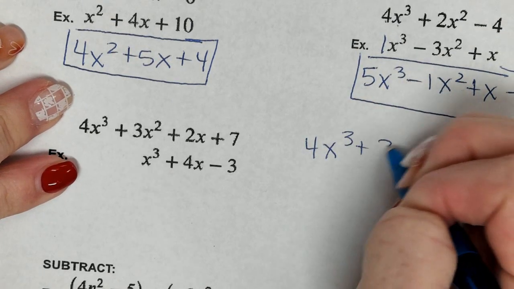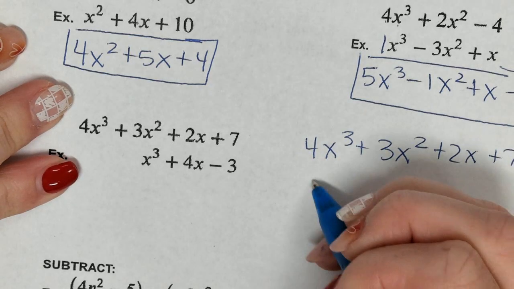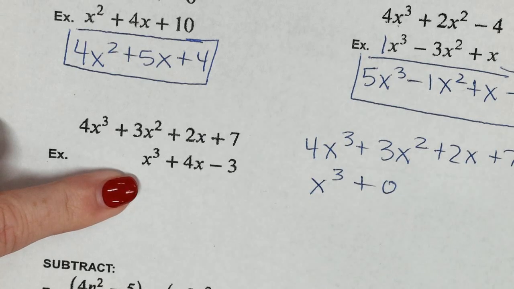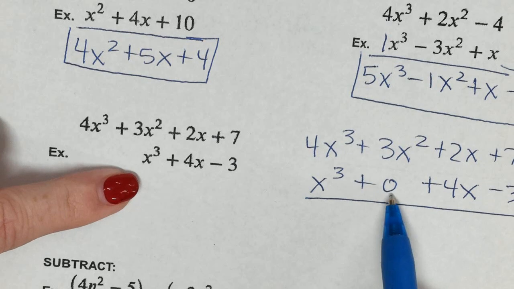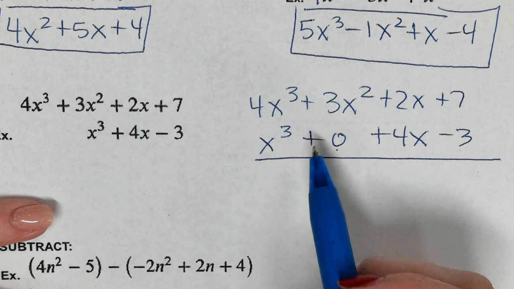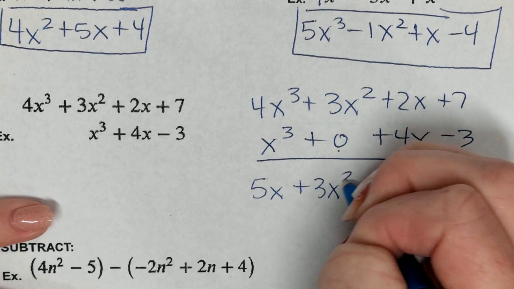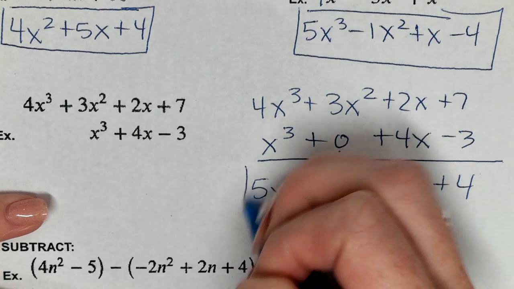4x cubed plus 3x squared plus 2x plus 7. X cubed is going to go here plus nothing plus 4x minus 3. So I just put this here to hold that spot there, so nothing to combine it with. Yes? All right, 4x cubed plus x cubed is 5x cubed. This one has nothing to combine it with, so I just write it. Plus 6x and plus 4.